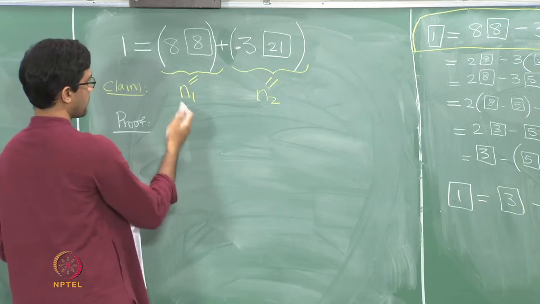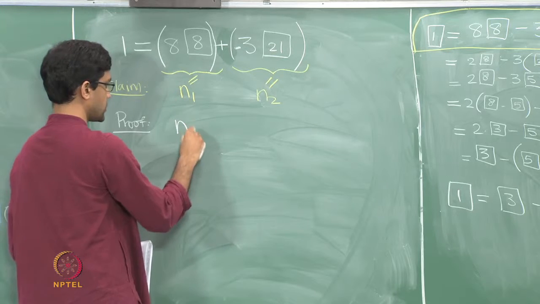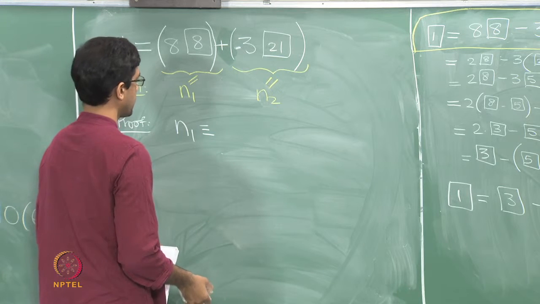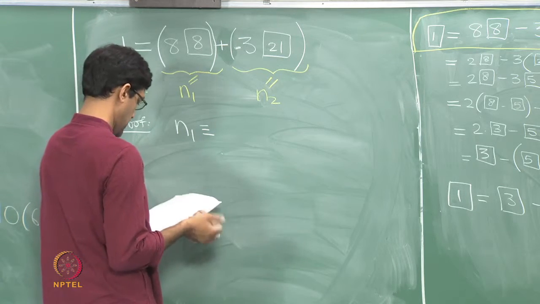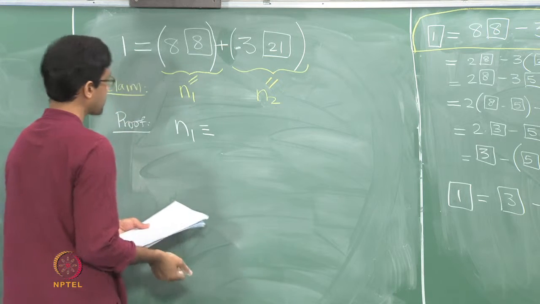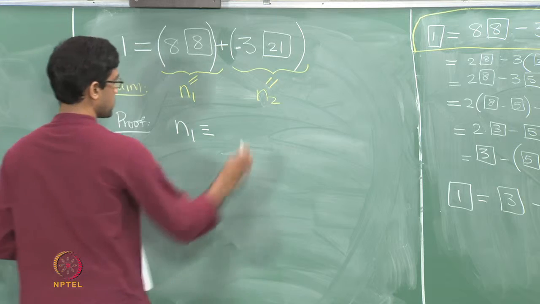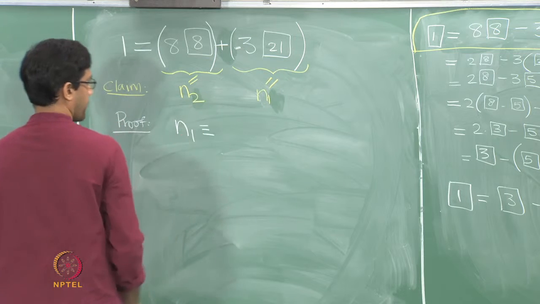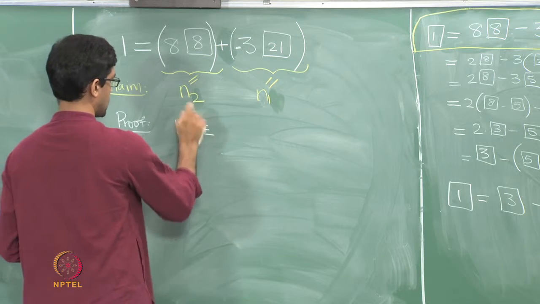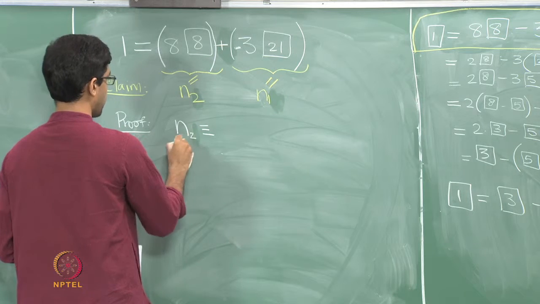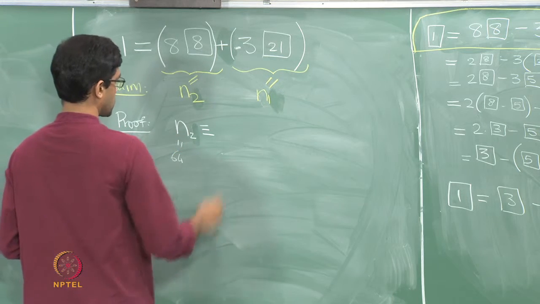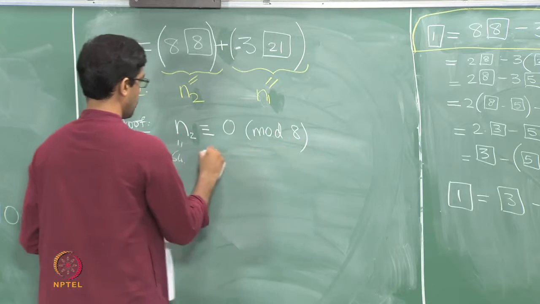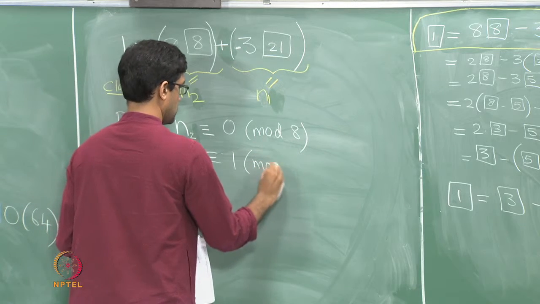So let's see, what property did n1 have to satisfy? So let's just do it in this example, but you will see it's actually more generally true. n1 was supposed to be divisible by, so let's see which way was which. n1 was supposed to be divisible by 8 and n2 was divisible by this. So let me call this n1 and this n2. Okay, so let's look at n2 first. So what properties does n2 have? n2 is just 64 in this case. It's congruent to 0 mod 8 and 1 mod 21.